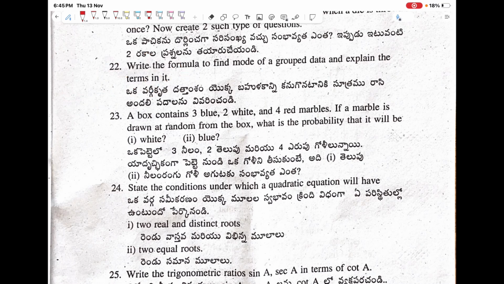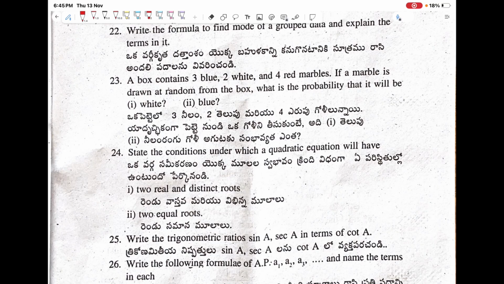Now look at question number 23. A box contains 3 blue, 2 white and 4 red marbles. If a marble is drawn at random from the box, what is the probability that it will be white, blue? Two questions are given. So once again I remind you, whenever you are facing probability, you have to focus on the total outcomes. 3 plus 2 is 5, 5 plus 4 is 9. 9 total outcomes are there.